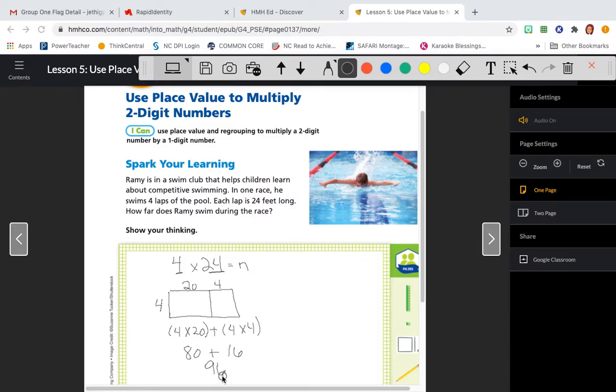If we write that vertically, we say 24 times 4. So let's start in our ones. 4 times 4 is 16. And then we go to the tens: 2 times 4 is 8. And we add those two partial products together, and you get 96.